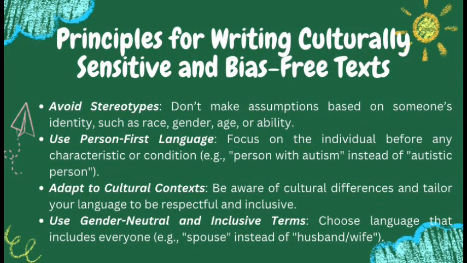Here are some key principles to follow when writing culturally sensitive and bias-free text. First, avoid stereotypes. Don't make assumptions based on someone's identity. Second, use person-first language, putting the person before any characteristic. For instance, person with autism rather than autistic person.